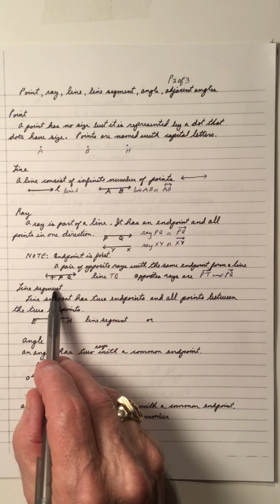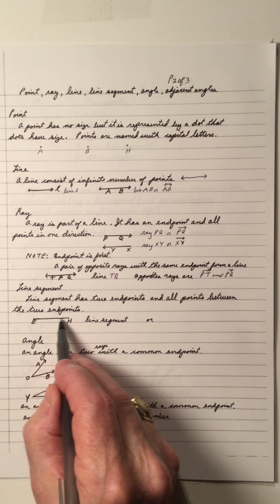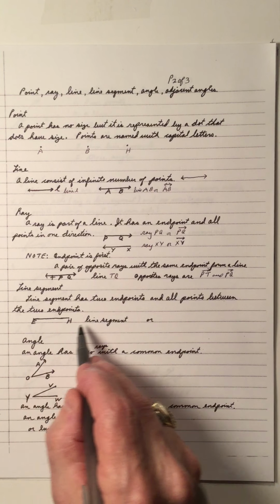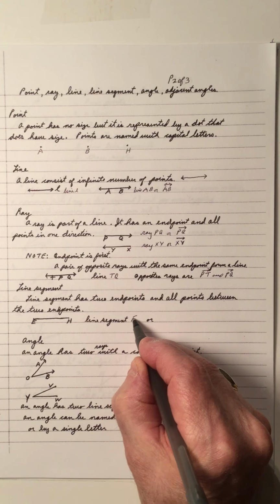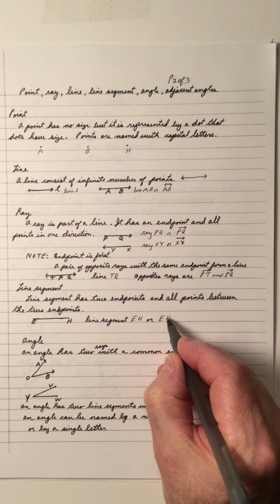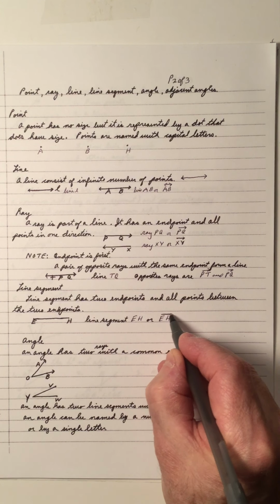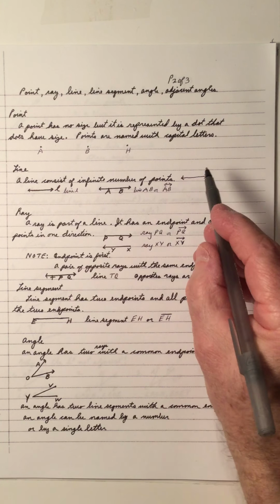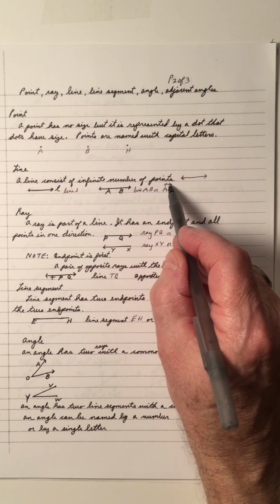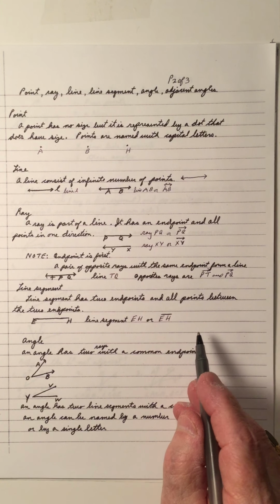A line segment. A line segment has 2 endpoints and all the points in between the endpoints. So notice the line segment is cut off, it's a part of a line, and this is the line segment EH, or you can write EH with a bar, and the bar indicates a line segment. And if you see up here, that's AB, but it's a line, and it has an arrow on each end.